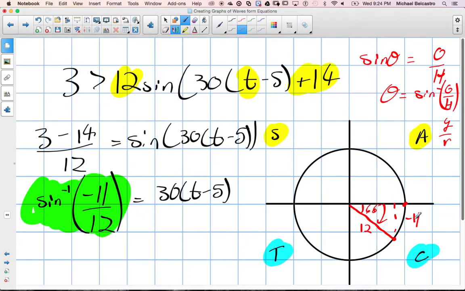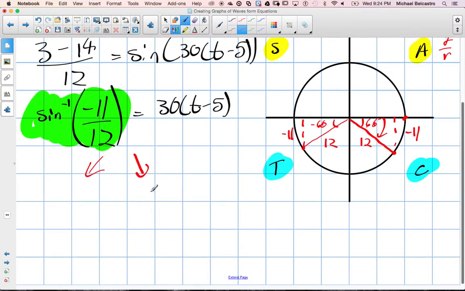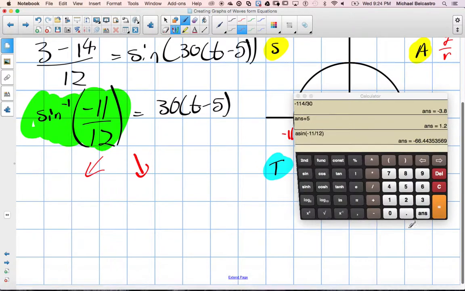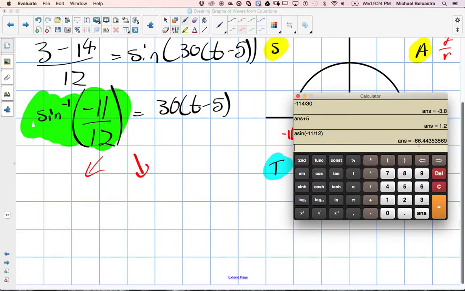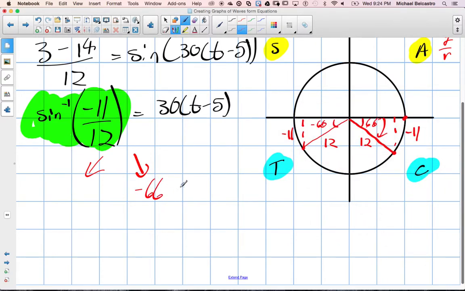Okay, but not only is it negative in this quadrant, we're also negative in this quadrant here. We're at negative 66 degrees. Again that makes sense because this is negative 11. Our radius is 12. So we're looking for two values here. This is going to be important for what we're doing. This is where we're going to get two answers, and we've already got one of them. We know one of them is approximately negative 66.44.